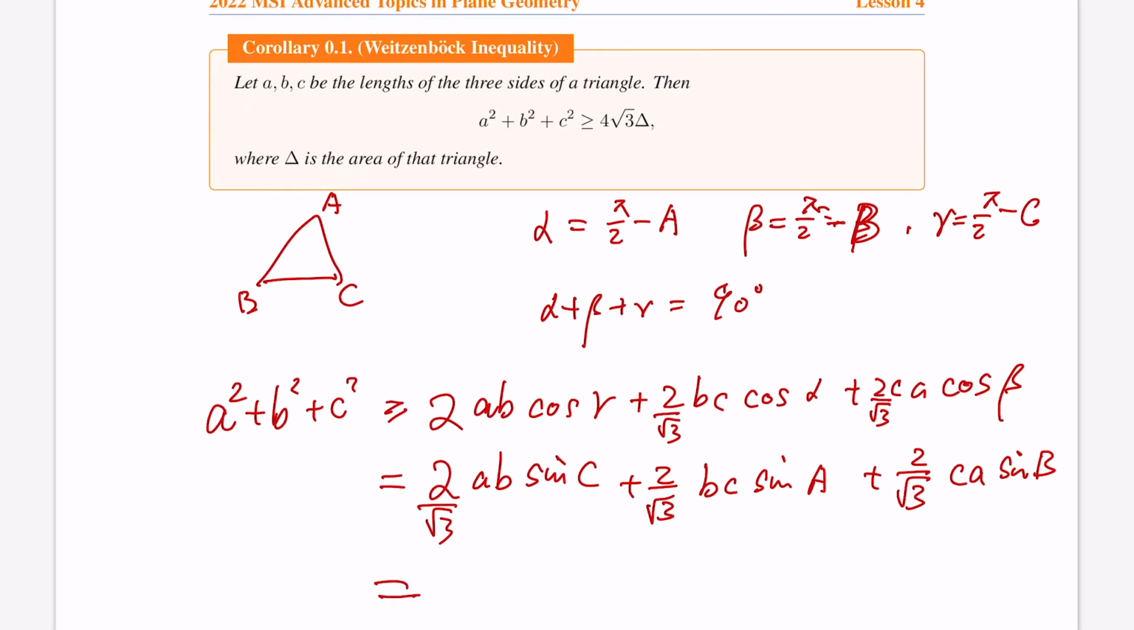Very good. So remember the formula for triangle area, half of ab sine C is the area. So then you have 4 square root 3 triangle area. That proves the Weitzenböck formula.